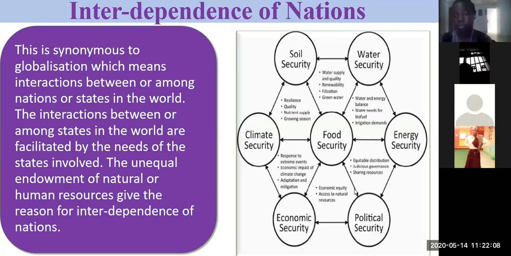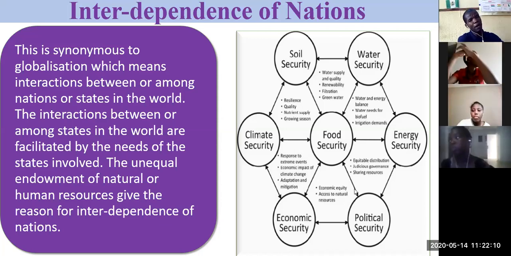So, if you don't have everything, you need to relate. And in order for you to get what you want, you must know why you are relating with the nations or the partner you are trying to engage with. That's just the concept of interdependence of nations. It does not have any hidden meaning. If you don't understand what interdependence of nations means, let me see your hands up before we go to the reasons.